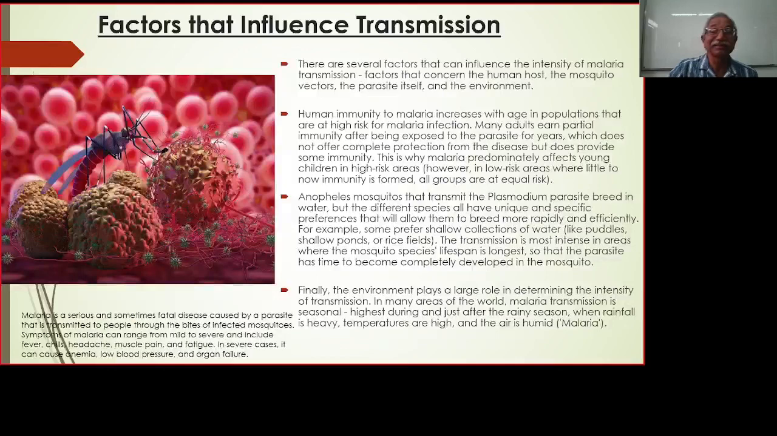So the transmission involves several factors, and the intensity of malaria transmission is related to the human host, the mosquito vectors, the parasite itself, and the environment. So it all depends upon the environment, how clean you keep the house, and what kind of essence sticks, like sticks which are used to burn. Do you get mosquito coils here? Yeah, so those mosquito coils will repel the mosquitoes from the house.